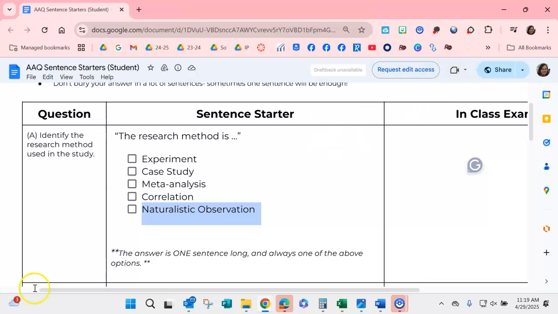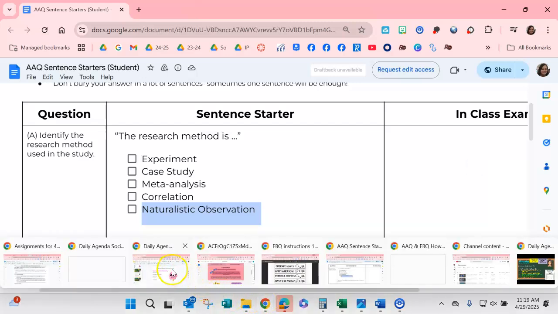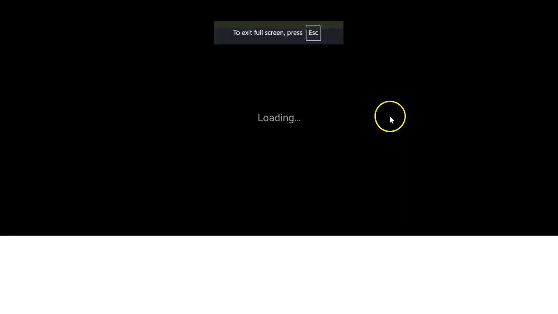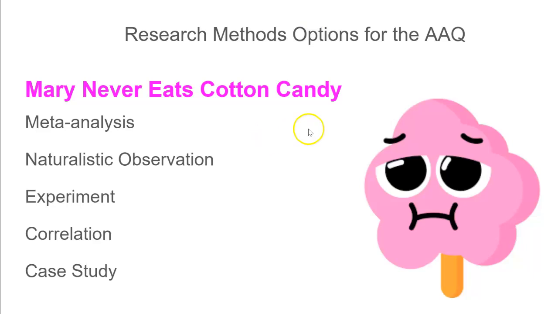So again, pick what they write about, what is actually in there. All right, any questions on the research methods? Let me show you that acronym again that we made up, or somebody else made up. It's loading slowly. Mary never eats cotton candy. So meta-analysis, naturalistic observation, experiment, correlation, case study. So those are your only 5 options.